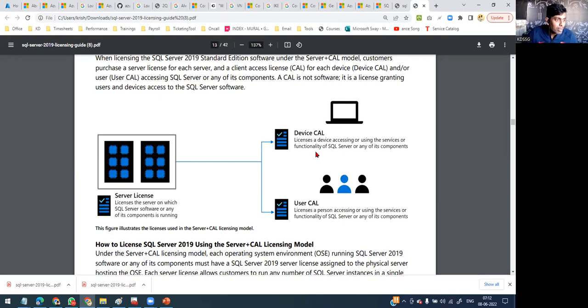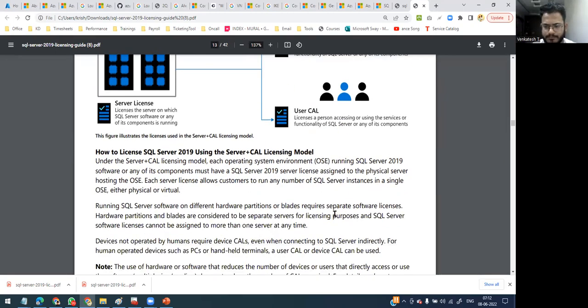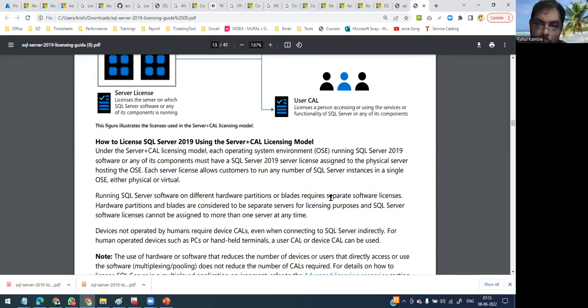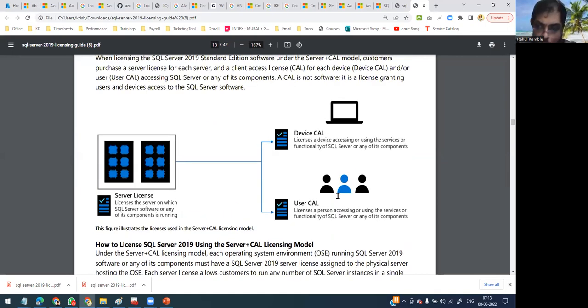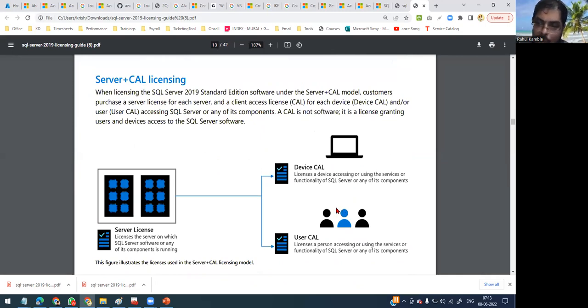Yeah, so Rahul, let's go to your questions. Venkatesh, is that clear? KD, one question here: suppose we are having a CAL, and we are also accessing the SQL servers as DBAs. Will we be considered a user or not?